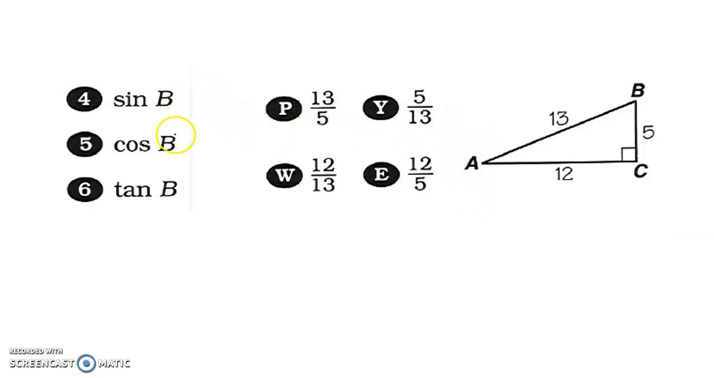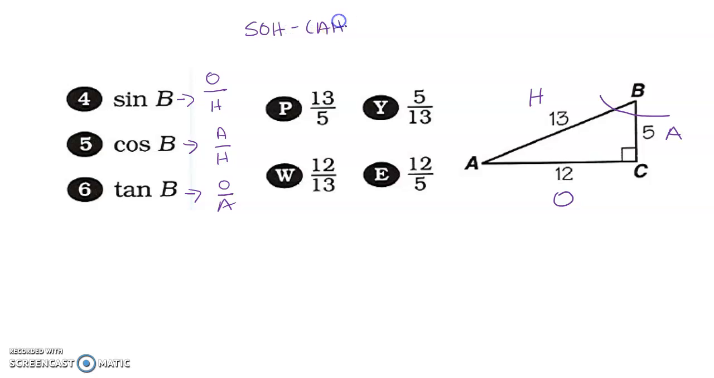Okay, this is all sine of B, cosine of B, tangent of B. So B is my angle of interest. I'm going to label the triangle off my angle of interest. There's my hypotenuse. That has to be the adjacent. Here's my opposite. Remember, sine is opposite over hypotenuse. Cosine is adjacent over hypotenuse. And tangent is opposite over adjacent. Just basing it off of SOHCAHTOA: sine is opposite over hypotenuse, cosine's adjacent over hypotenuse, and tangent's opposite over adjacent.